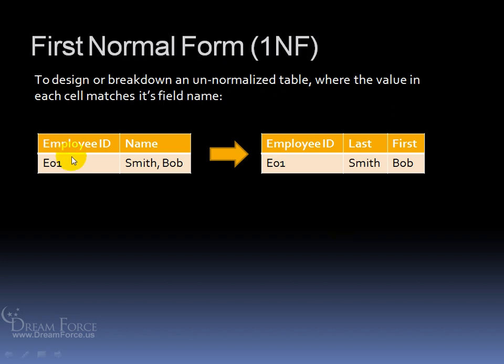So, for example, over here we have the table. Does the value here, employee ID, match the field name, employee ID? Of course. Does the last name value match the field's name? No. First name? No. So we come over here and break it down, so that the last name has the last name field name, the first name has the first name field name, and that's how we properly normalize it, by making sure the value in each cell matches its field's name. So again, last to last, first to first.